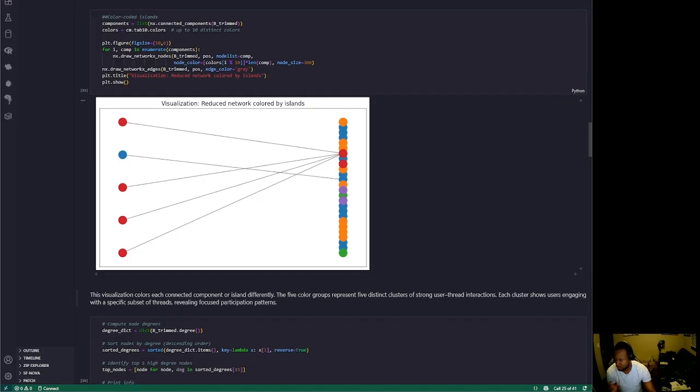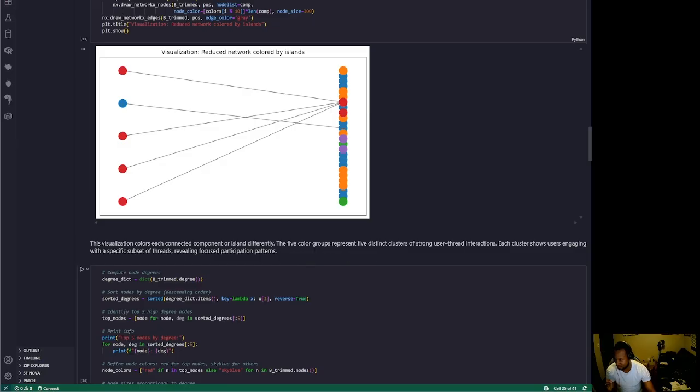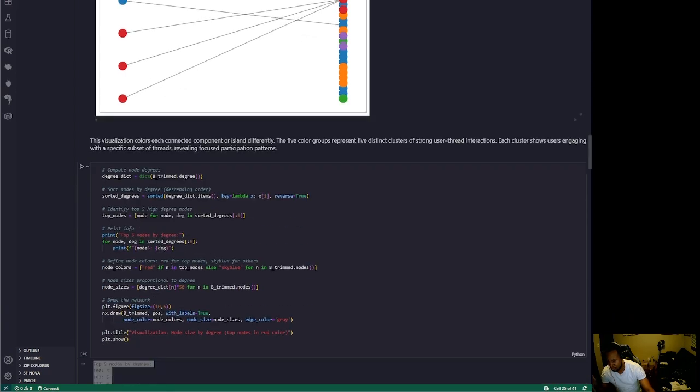This visualization colors each connected component or island differently. The five colored groups represent five distinct clusters of strong user-thread interaction. Each cluster shows users engaging with a specific subset of threads, revealing focused participation patterns.